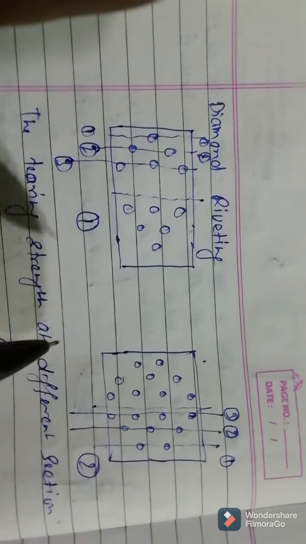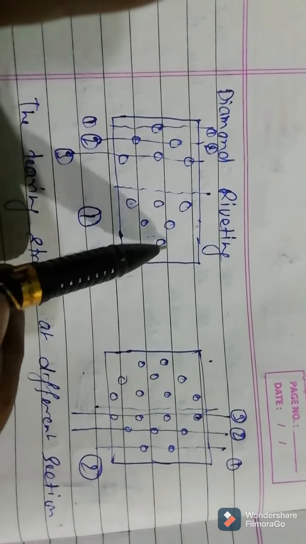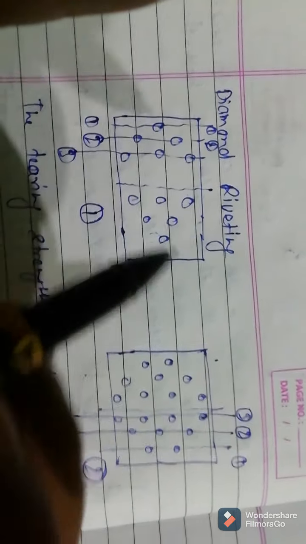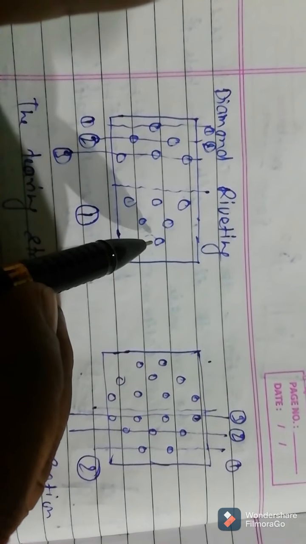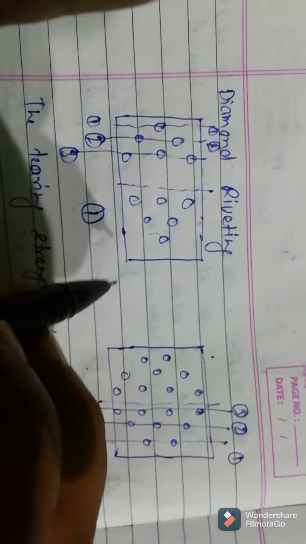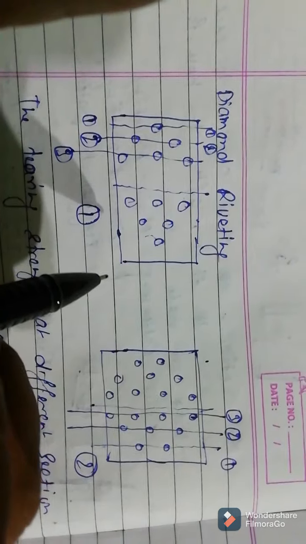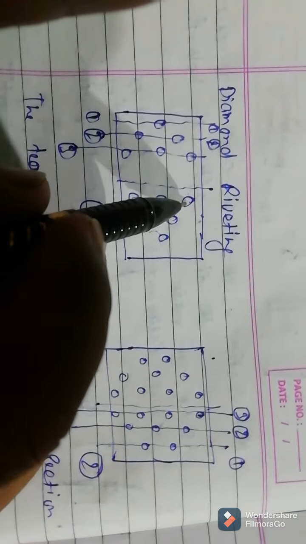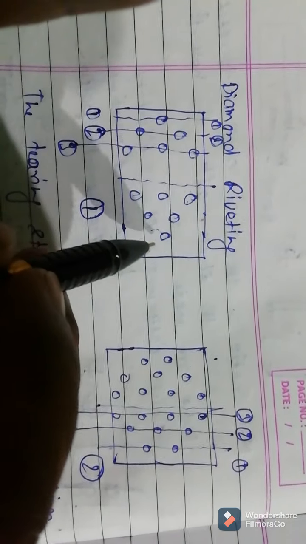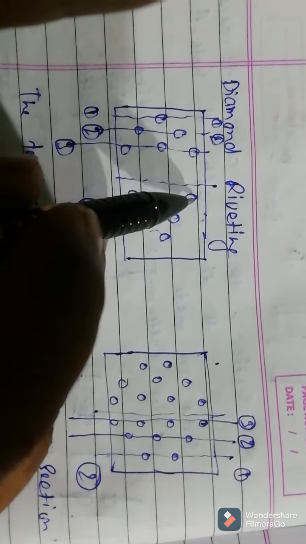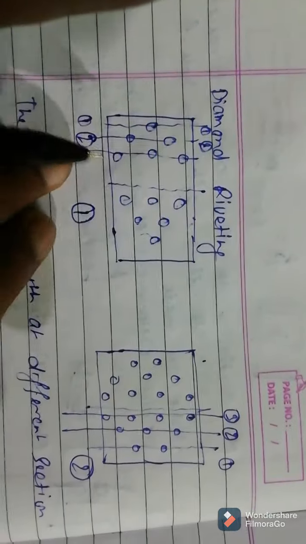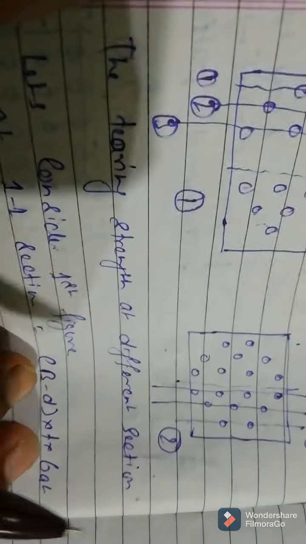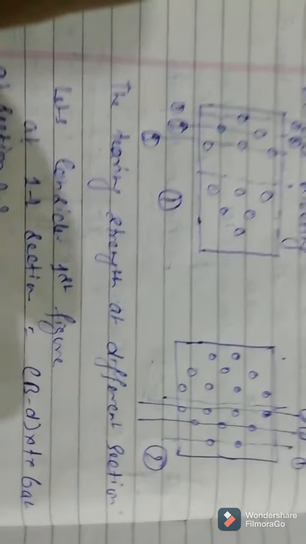So now here this is your diamond riveting. See that this is in the pattern of a diamond, nothing is in a line. As we already discussed, in chain riveting all rivets are in a line, and in diamond riveting they are placed in the diamond format. So this is called diamond riveting. Now again we are going to calculate the tearing strength of diamond riveting.